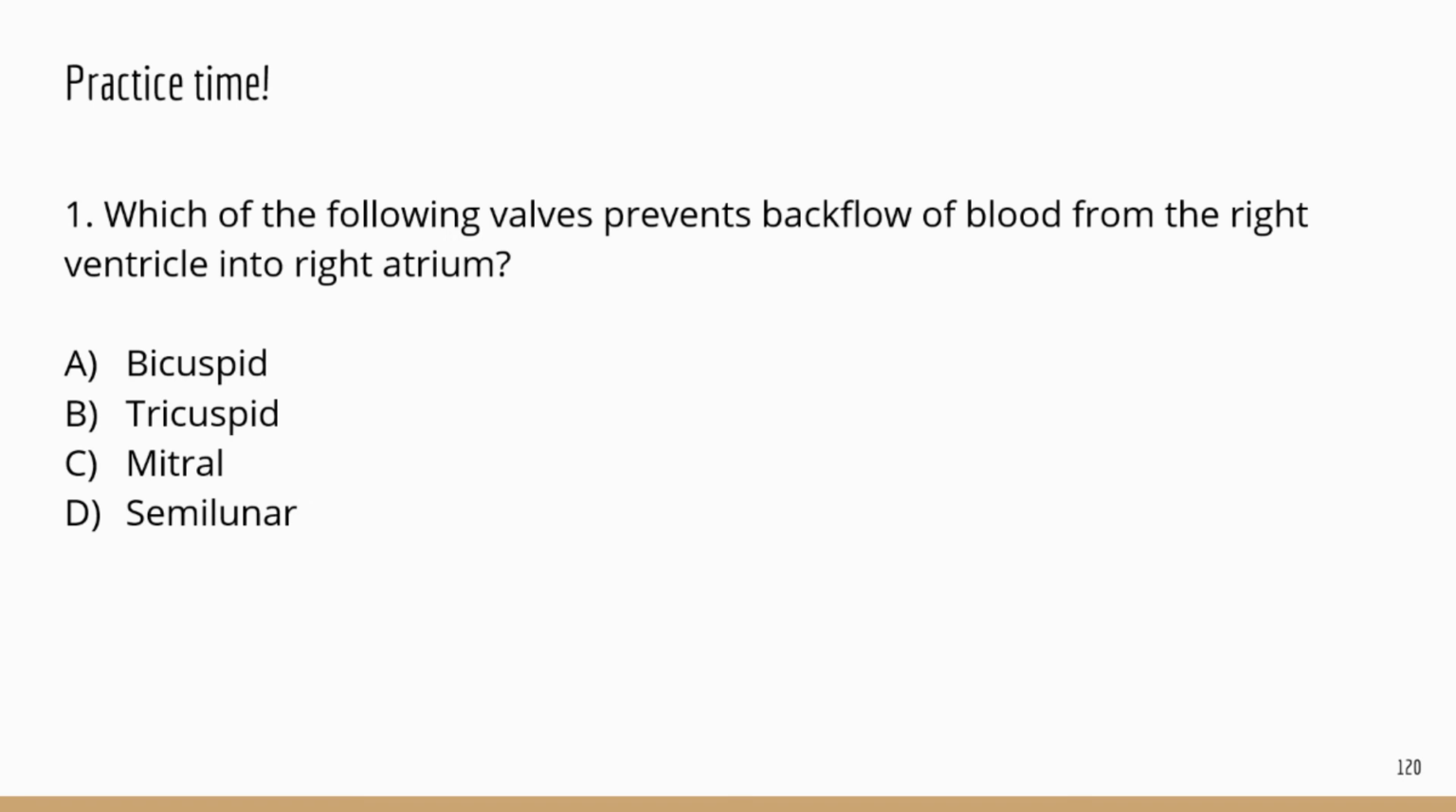Now, it's on the right side, right? And it's between the atrium and the ventricle. So it's one of the AV valves, right? And on the right side, that's going to be tricuspid, right? The bicuspid, the mitral, those are the same valve, and they are on the left side, right, between the atrium and the ventricle.